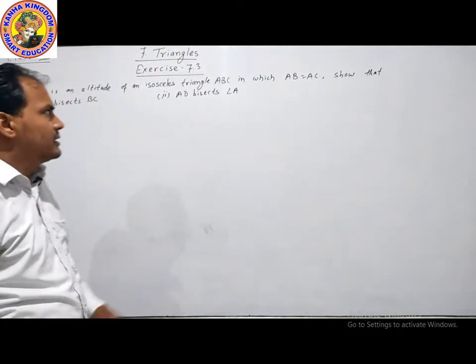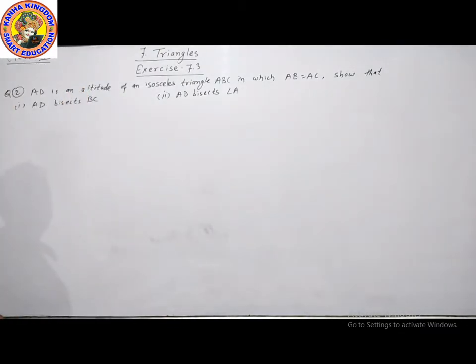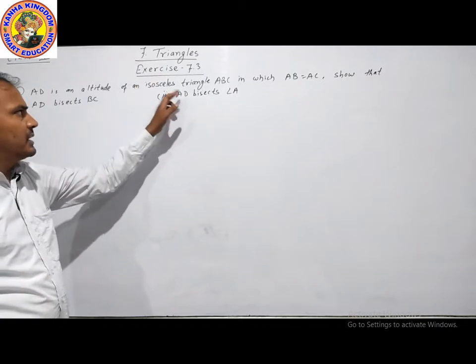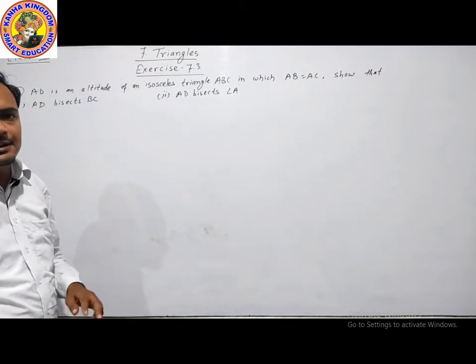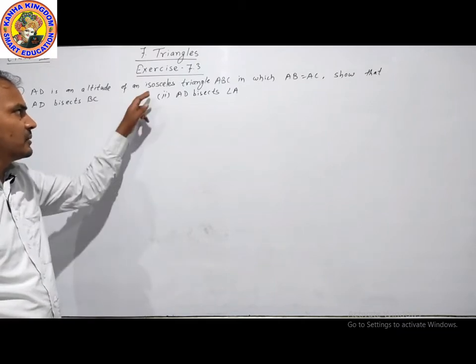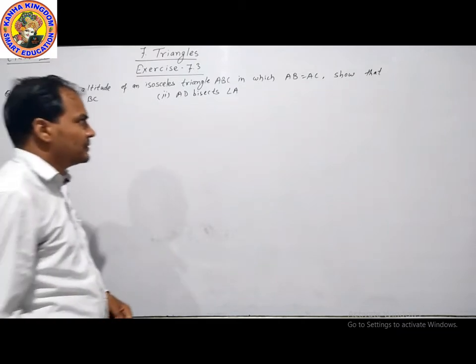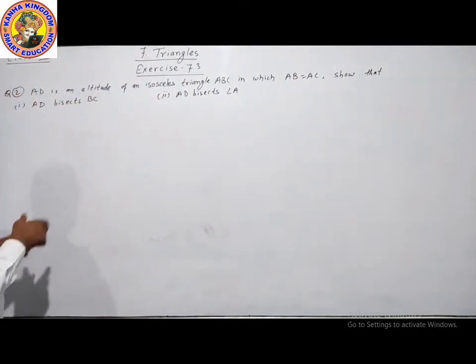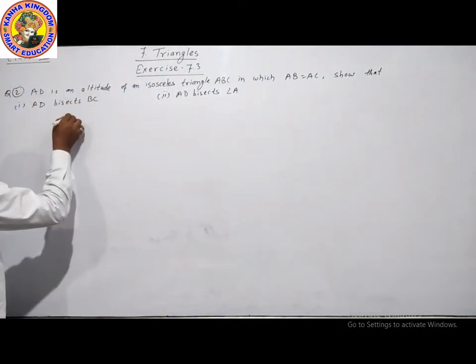Our today's exercise is exercise 7.3, question number 2. AD is an altitude. Altitude means perpendicular. AD is an altitude in isosceles triangle. In a triangle, if two sides are equal, then it's called an isosceles triangle, in which AB is equal to AC. Now let's draw a triangle ABC.